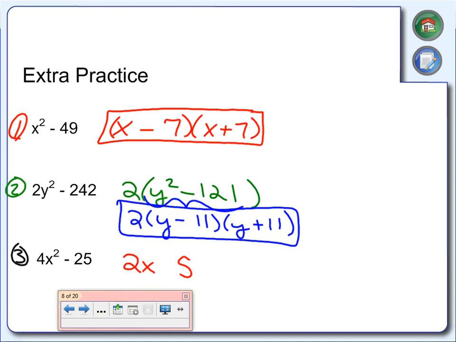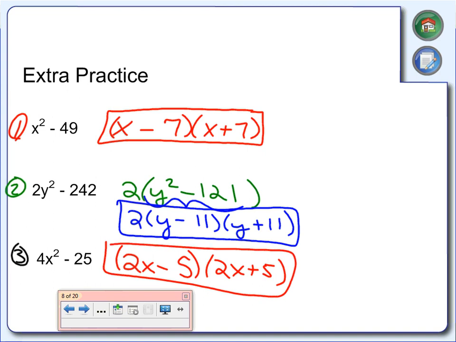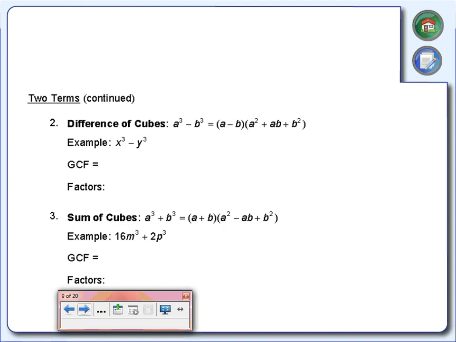Now, we're going to write this thing twice, once with a minus, then again with the plus. These are the 2 factors. When you multiply those 2 things together, your answer is going to end up being 4x squared minus 25. So we call this difference of squares. That's our step number 2, only if we have 2 terms, though. All right, let's go on to the next one.